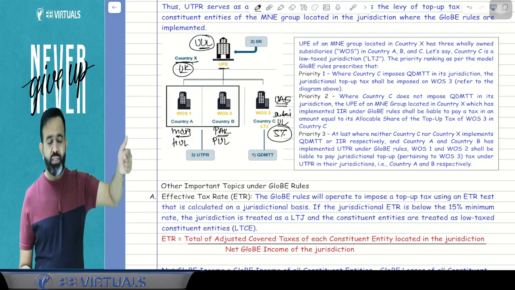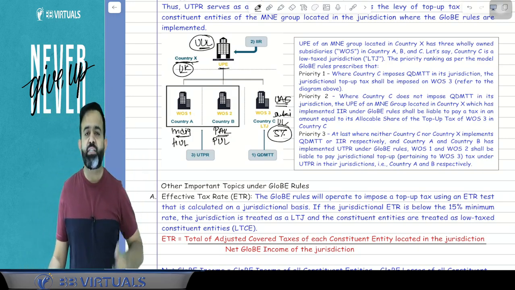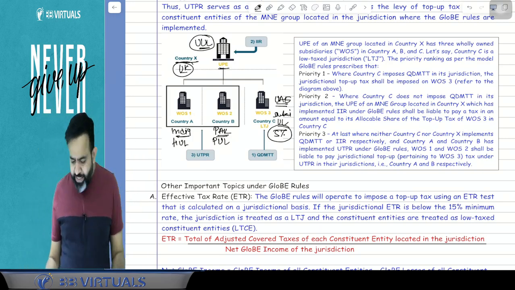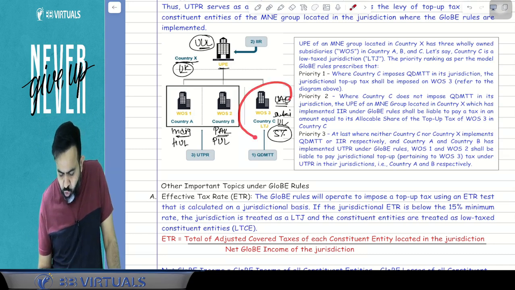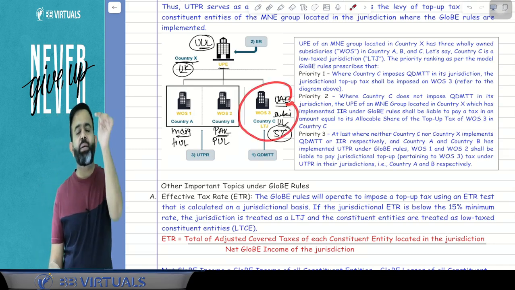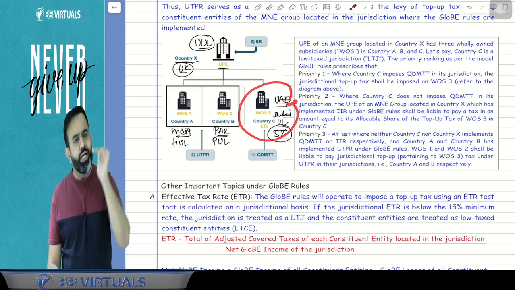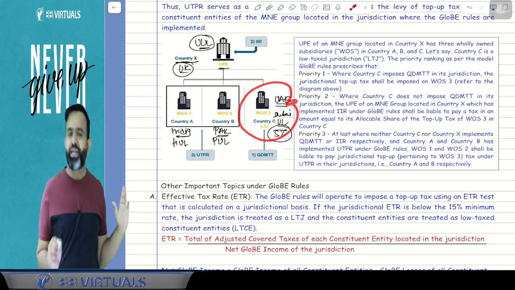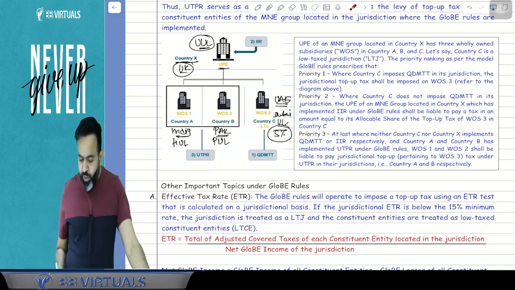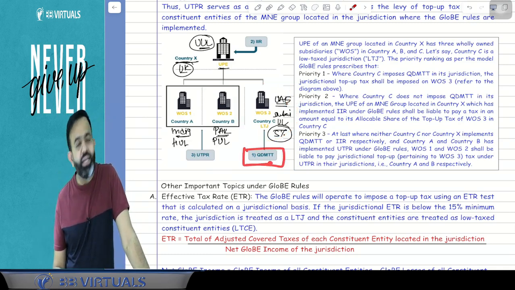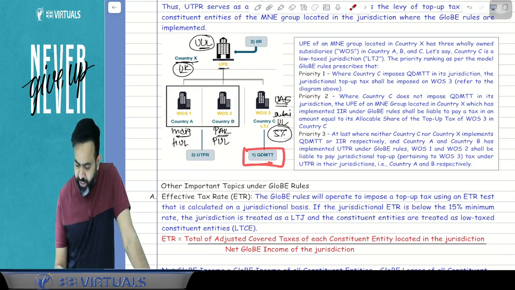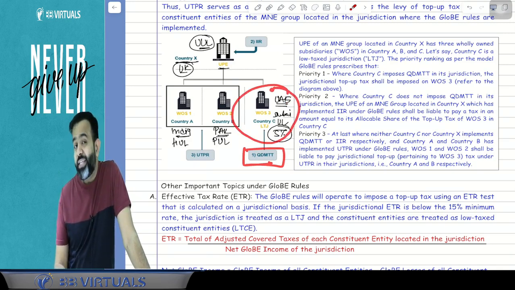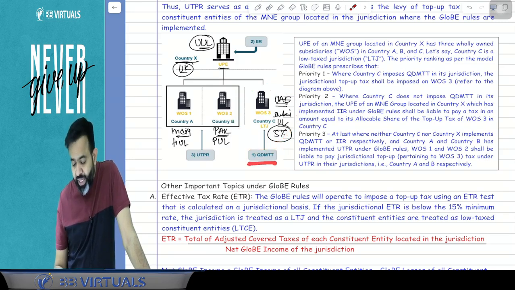But as per Pillar 2, the minimum tax rate is 15%. So they will ask Dubai to charge the 10% additional tax, which is known as the top up tax. And if this top up tax is charged by Dubai only, then that 10% tax will be known as the QDMTT.